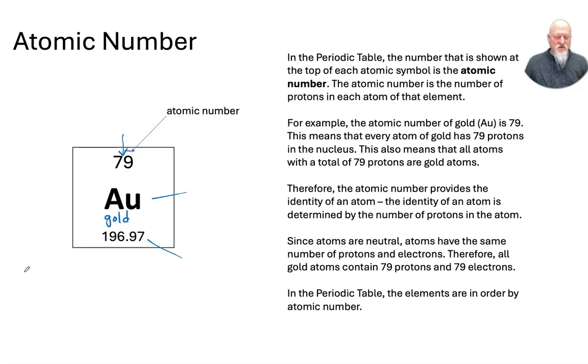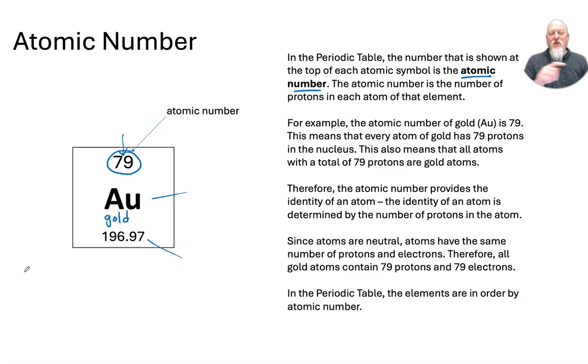So first, this number that's on top, it's called the atomic number. And the atomic number is the number of protons in an atom of that element. So for example, gold atoms have 79 protons. Every gold atom has 79 protons. So the atomic number gives you the identity of the element of the atom.